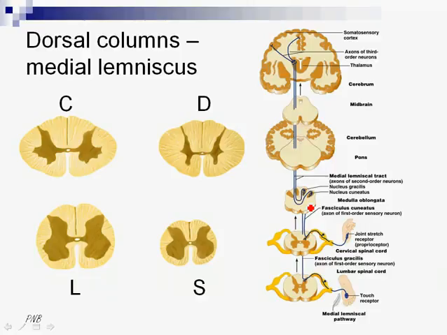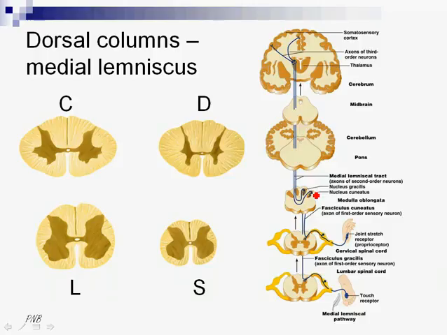Now as they ascend, they form fasciculi. The lower fibers, the fibers coming from lower limbs and lower part of the trunk, form the fasciculus gracilis, whilst the upper fibers coming from upper limbs and upper part of the trunk form the cuneatus fasciculus. Now we can see that they finish in the nucleus gracilis, that's the end of the fasciculus gracilis, and nucleus cuneatus at the end of the fasciculus cuneatus.